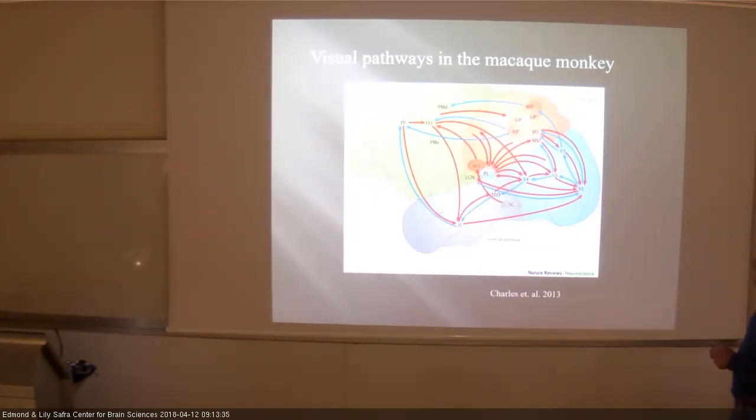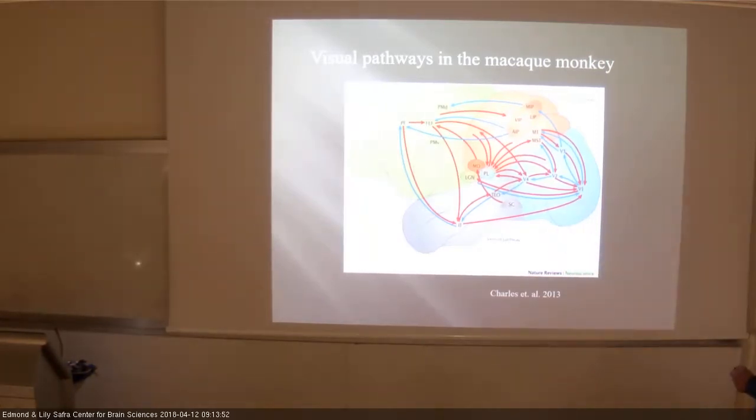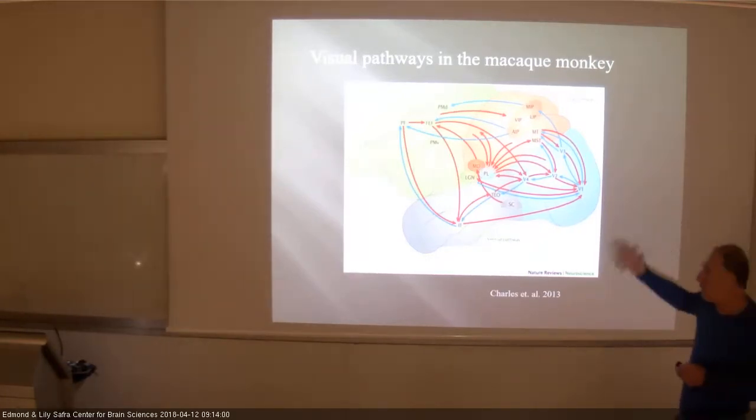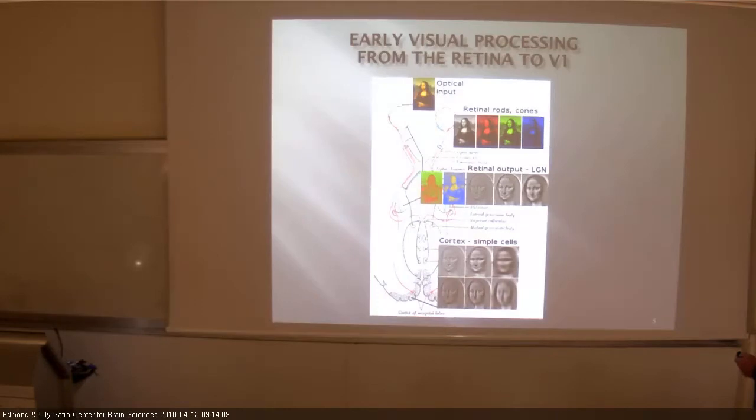And what I want you to notice is that for each forward arrow, such as from V1 to V2, there's also a backward arrow, the red ones, which means the feedback. So as I said, there's just as much feedback as feed-forward processing in the visual system. And there are, as I said, more than 30 areas in a macaque monkey. In humans, we don't have a final count, but it's at least as many as in the macaque monkey.